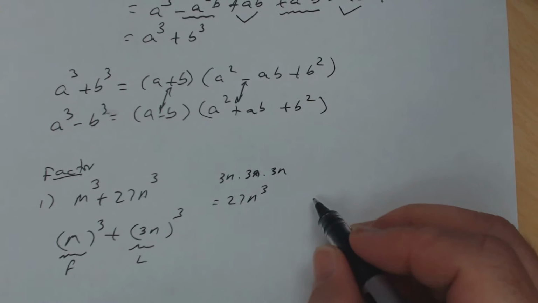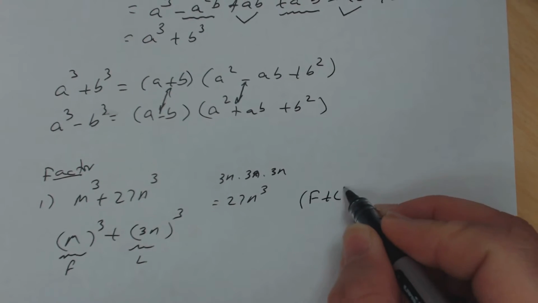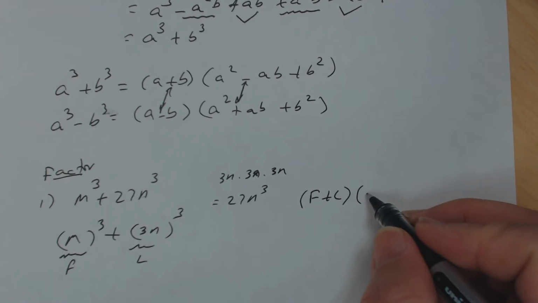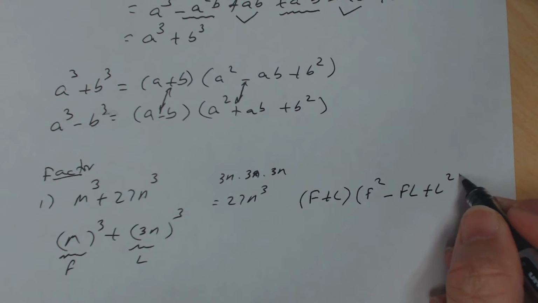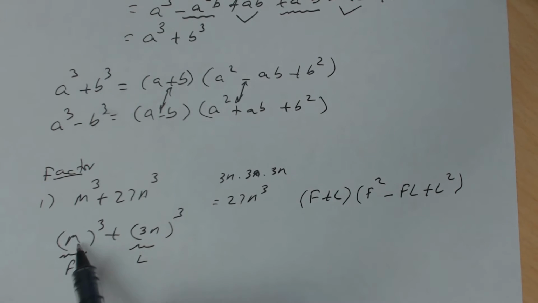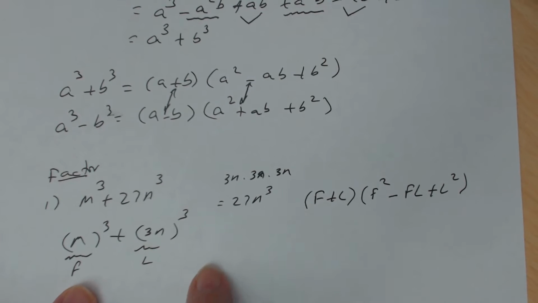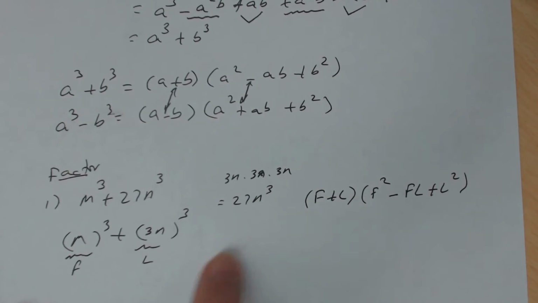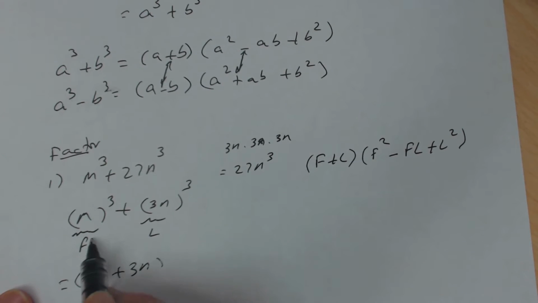So when I factor the sum of two cubes, my binomial will be f plus L, and my trinomial will be f squared minus FL plus L squared. All right? So think of this as your f and this is your L. My binomial is f plus L, so I'm going to get m plus 3n.